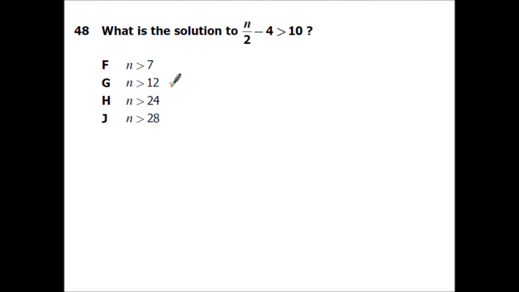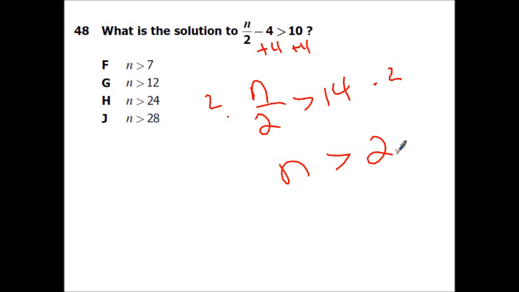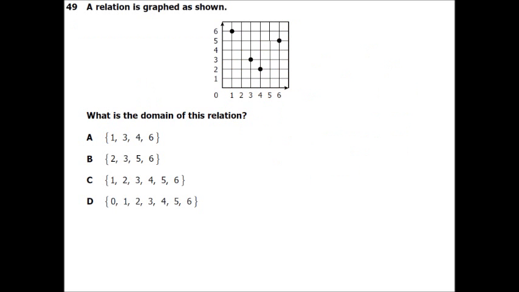Alright, what is the solution to this? So you're just going to add 4. So n over 2 is greater than 14, times by 2 on both sides. So n is greater than 28. Alright, a relation is graphed as shown. What is the domain of the relation? Remember, domain again is just the x values. So it's going to be a 1, a 3, a 4, and a 6.